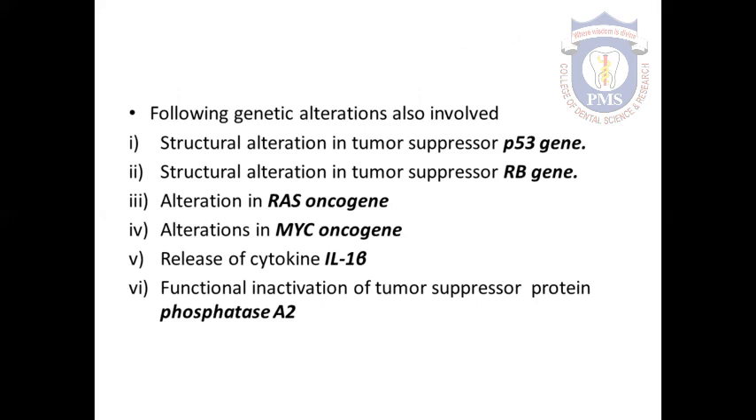Apart from BCR-ABL fusion, other genetic alterations are also involved in chronic myeloid leukemia, which help the disease to enter a blastic phase. What is a blastic phase? We will learn later. These genetic alterations include alteration of tumor suppressor genes P53 and RB gene, alteration in oncogenes like RAS oncogene and MYC oncogene, release of cytokine interleukin 1 beta, and functional inactivation of tumor suppressor protein phosphatase A2.